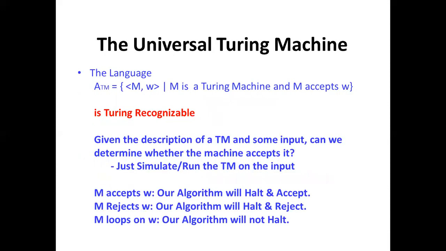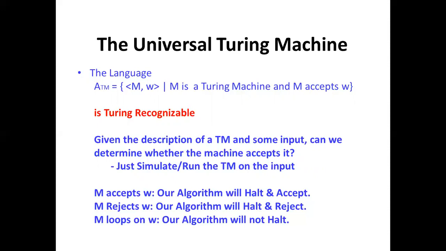So now we have to discuss the universal Turing machines. The name is the Turing machines, but the universal Turing machine is like a UTM. So the language A sub TM is equal to the set of pairs M, W, where M is a Turing machine and M accepts W.